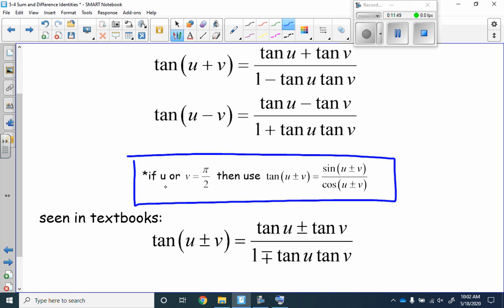So a little side note right here says that if u or v is equal to pi over 2 or 90 degrees, or you could also say 3 pi over 2, or 270 degrees, then this is not going to work, and you have to go back to using the quotient identity of taking sine over cosine. And you'd have to work at it that way. Since you can take the sine of pi over 2, you can take the cosine of pi over 2. And that would be a way to get around that.